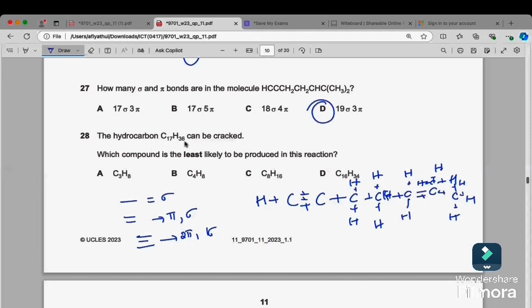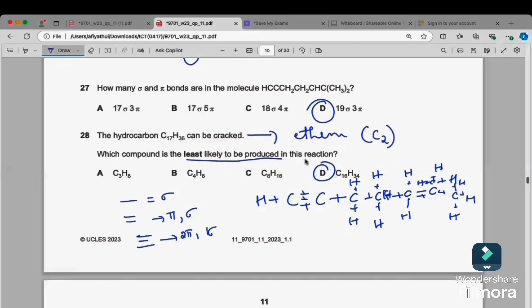The hydrocarbon C17 H36 can be cracked. Which compound is the least likely to be produced in this reaction? Which has to be D option, because there is no chance of getting C16, because in a cracking, one of the products must be ethene, and ethene must have 2 carbon in it, right? So the least likely to be produced in this reaction should be D.